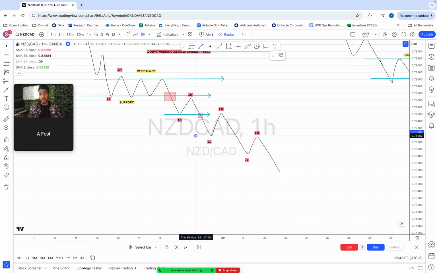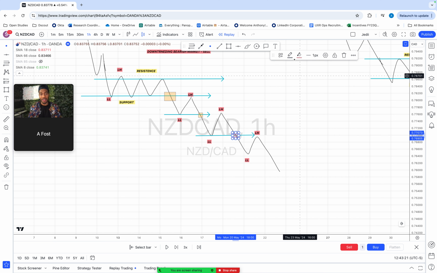The market came down, broke out of this support level now. Right here, it broke out of that support level. Let me change these colors to something different so we don't get confused. So the orange is where it's breaking out of these support levels.